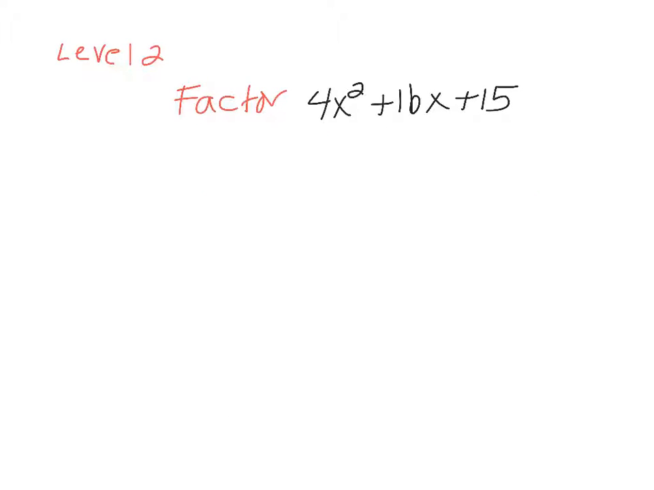We consider this a level 2 because the factors of A now have more options. This one could be a 1 and a 4 or a 2 and a 2. The factors of C could also have more options now, 1 and 15 or 3 and 5. So here what we're trying to do is we're going to eventually combine them to be 16 x's. So what we have to do is consider what it could be.